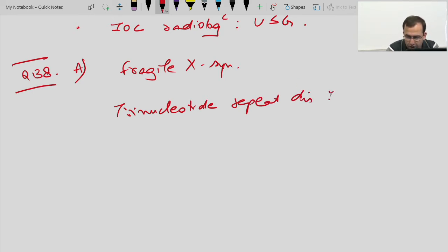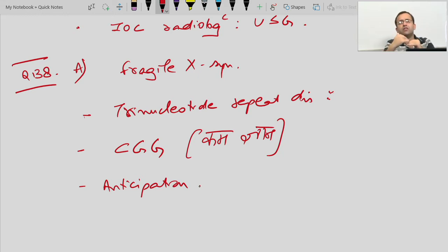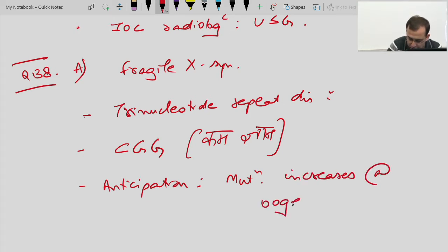Which trinucleotides are getting repeated in Fragile X? CGG. Easy to remember: Fragile X is associated with mental retardation. The patient has a CGG repeat. What was Sherman's paradox? It was another name for anticipation. We have done this in detail. Anticipation is increasing severity of the disease with successive generations. This occurs because the mutation increases at oogenesis. This is just a repeat of what we have already discussed, Sherman's paradox.